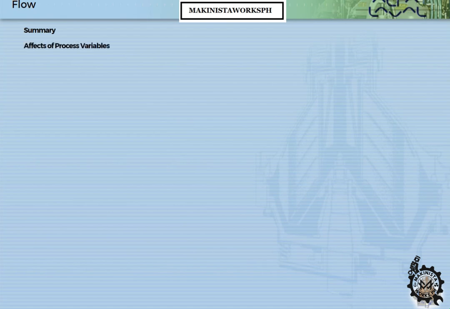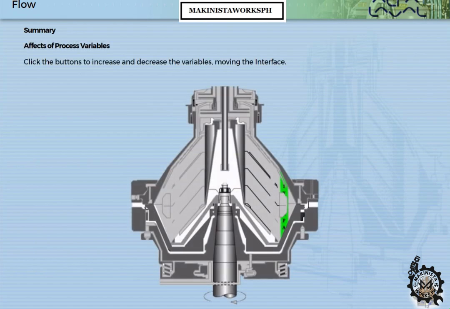Summary. Effects of process variables. Click the buttons to increase and decrease the variables, moving the interface.